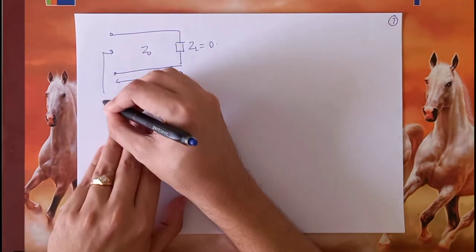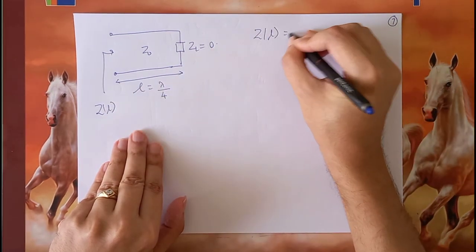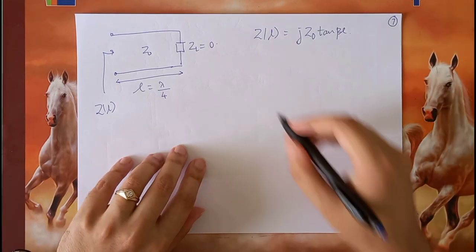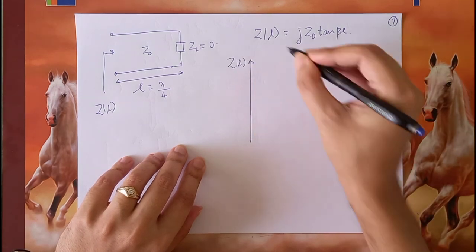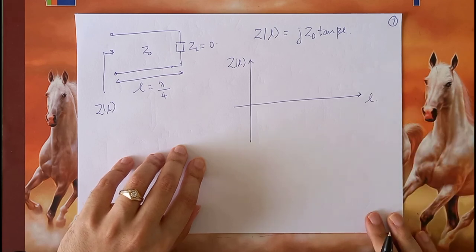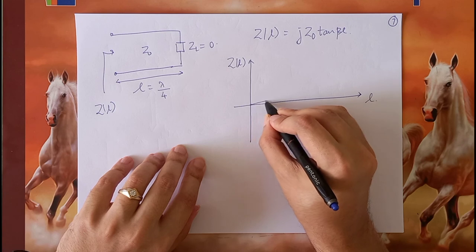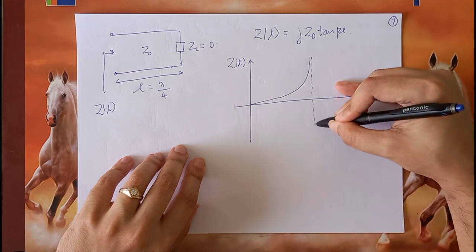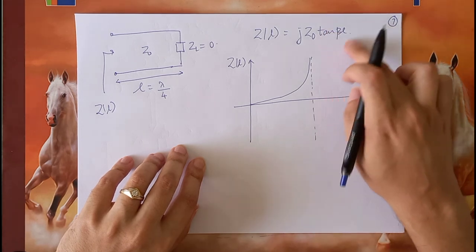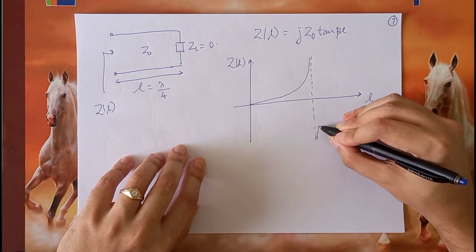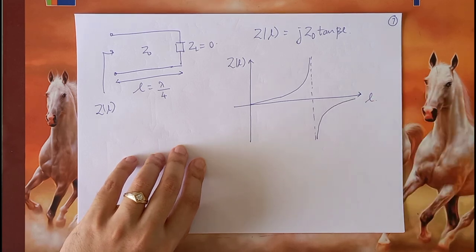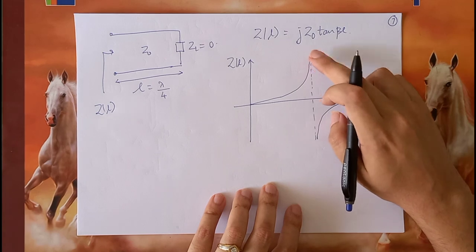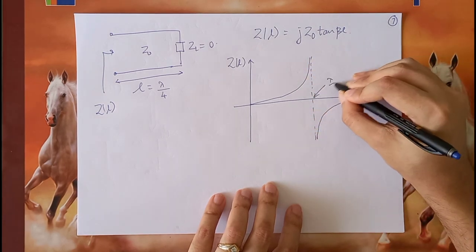So suppose I call this Z of L. We know that Z of L is derived in this format, j Z0 tan βL. Now let us do one thing. Let us plot ZL as a function of L. So obviously at the start it will look like a tan function. This is the point where L becomes exactly equal to lambda by 4, where βL becomes pi by 2. And thereafter, the tan function would look like this. So effectively, it is not just an open circuit. It looks as though the impedance is infinite, but it is a discontinuous point where L is lambda by 4.